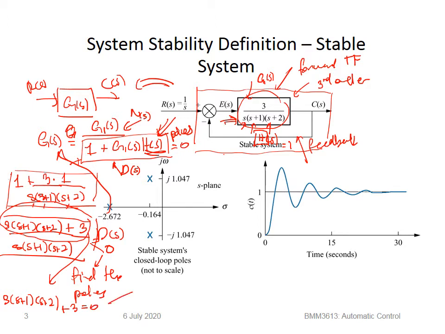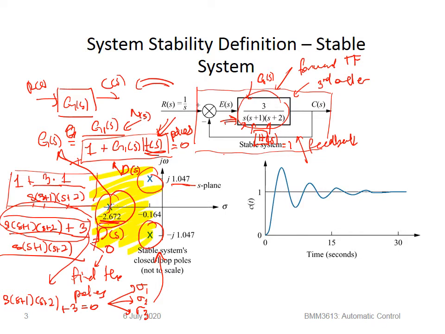0, you find 3 poles: sigma 1, sigma 2, and sigma 3. You find the 3 poles indicated here. You find one real pole at minus 2.672, and you find 2 complex poles at plus minus j 1.047. So you find 3 poles, and we see that all 3 poles are basically situated on the left part of the s-plane.